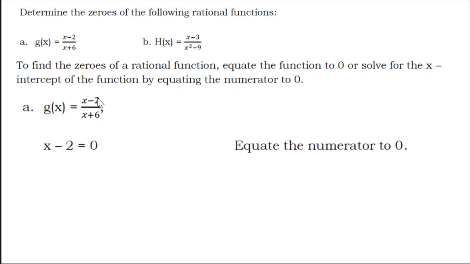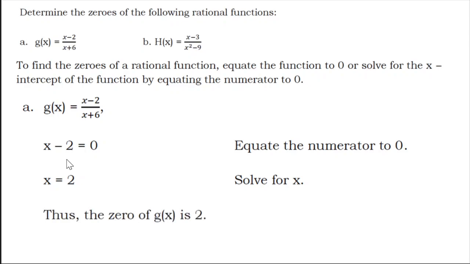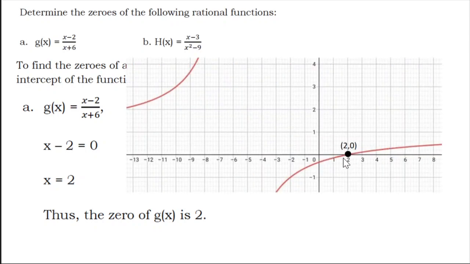So this is our numerator, x minus 2. So x minus 2 equals 0. Then solve for x. Our x is equal to 2. Thus, the zero of g of x is 2. So this is our zero of the function.